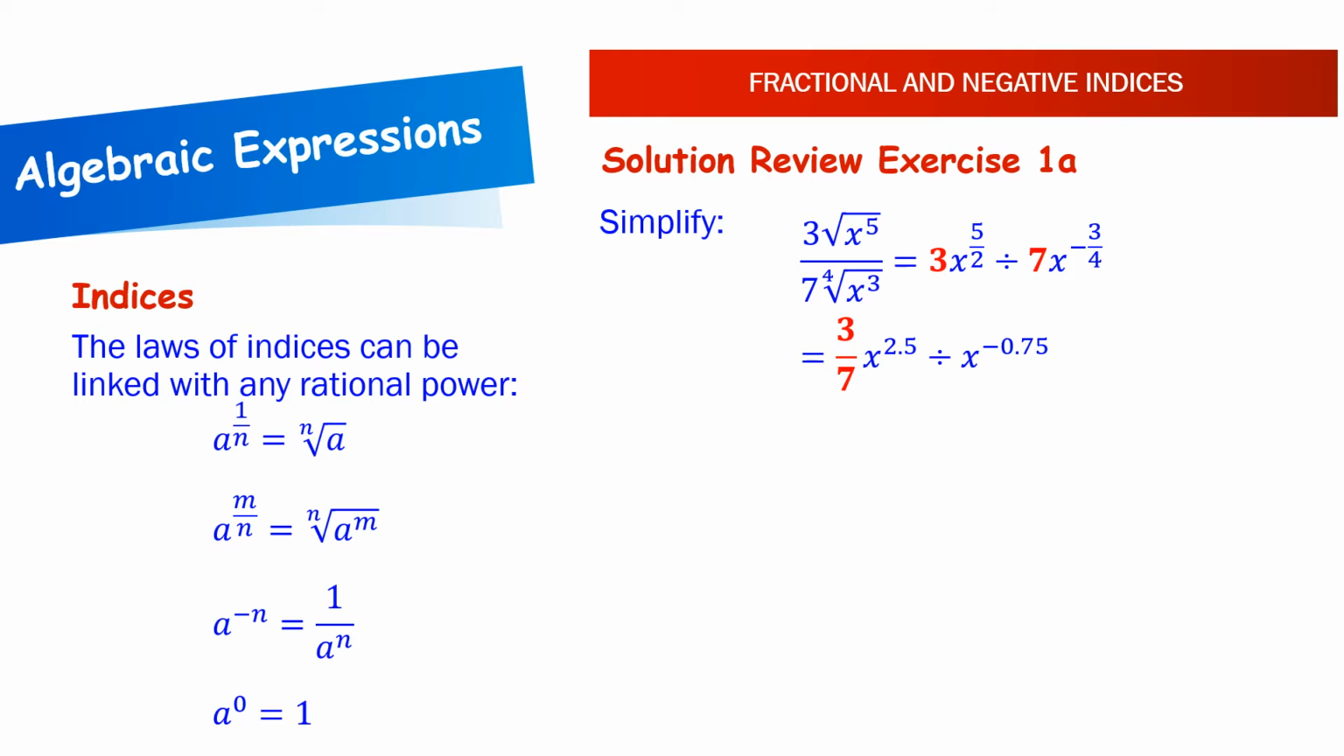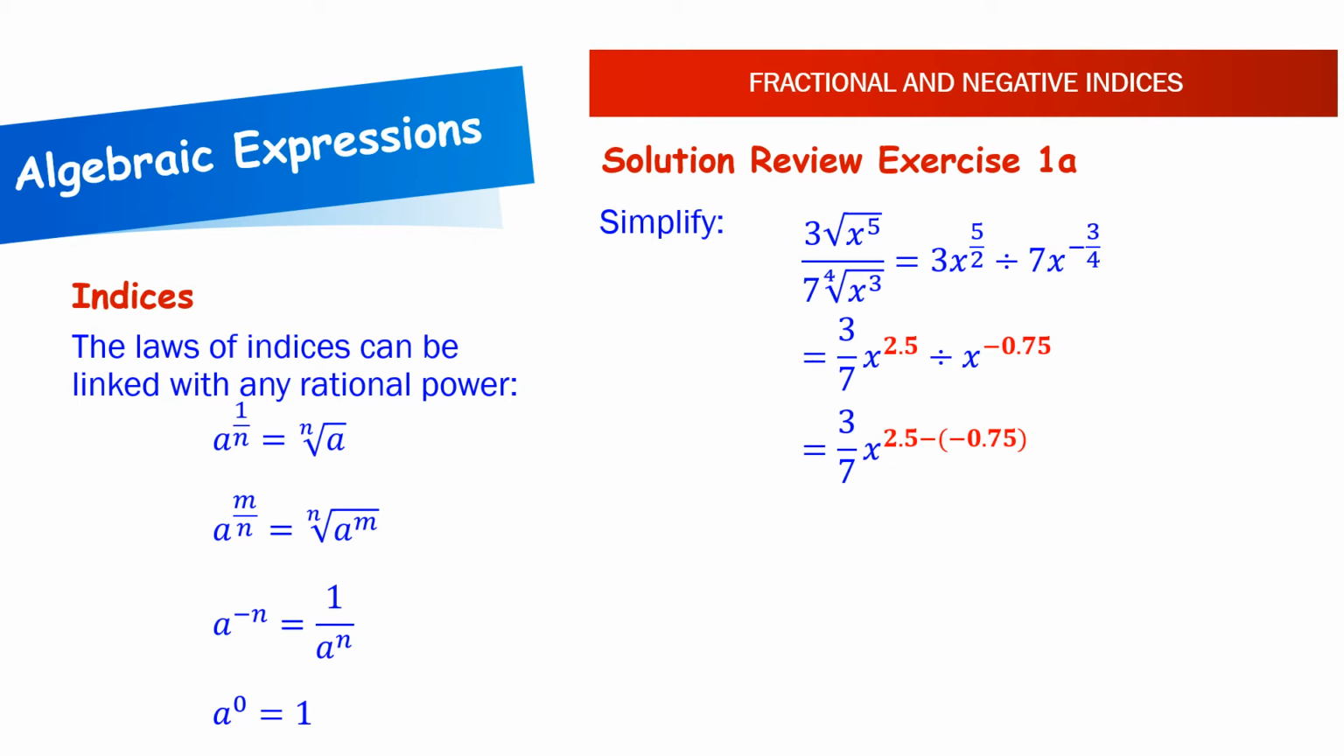Now let's bring all the constants to the front. So we have 3 over 7. We're also going to convert the fractions to decimals. So 5 over 2 becomes 2.5, and minus 3 over 4 becomes minus 0.75.